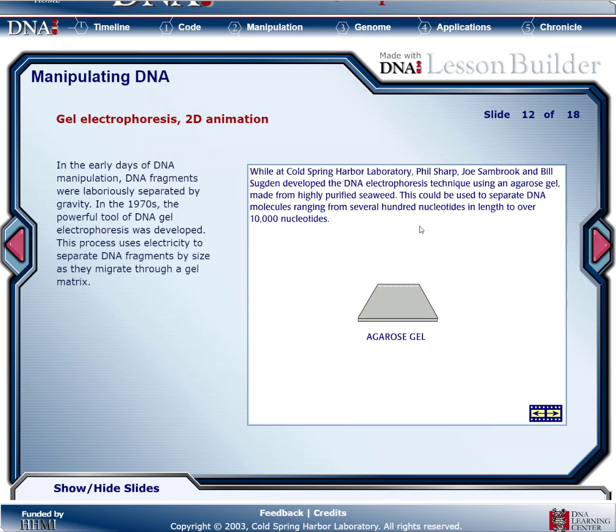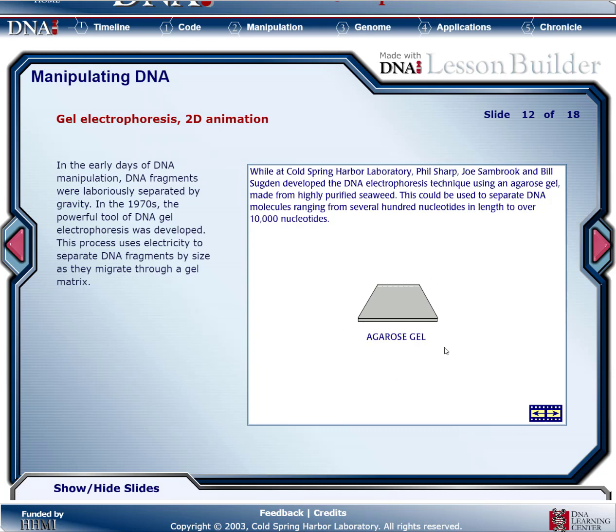While at Cold Spring Harbor Laboratory, Phil Sharp, Joe Sambrook, and Bill Sugden developed the DNA electrophoresis technique using an agarose gel made from highly purified seaweed. This could be used to separate DNA molecules ranging from several hundred nucleotides in length to over 10,000 nucleotides.